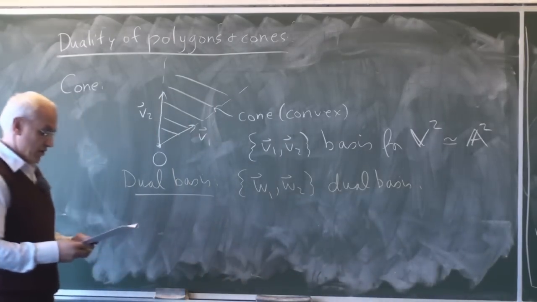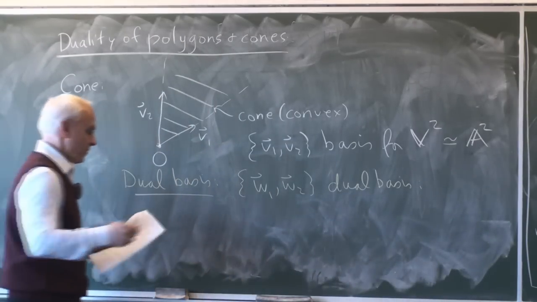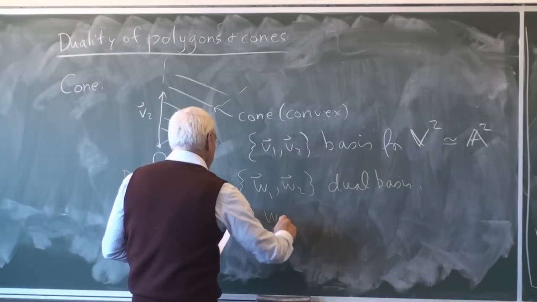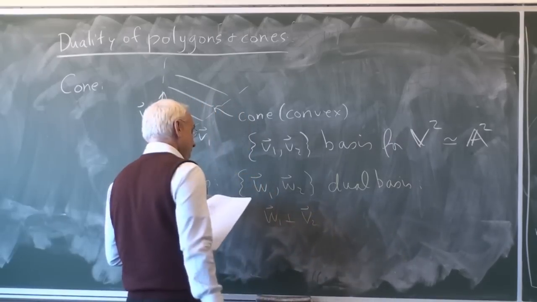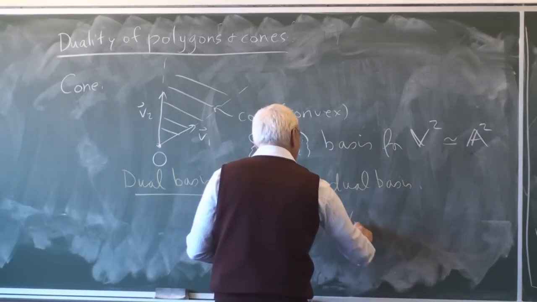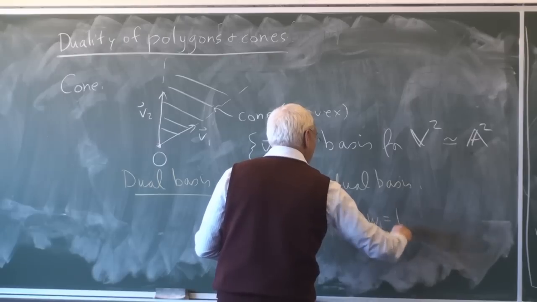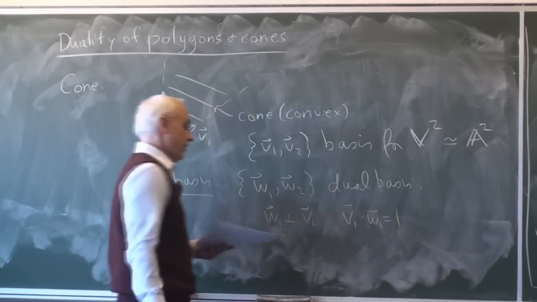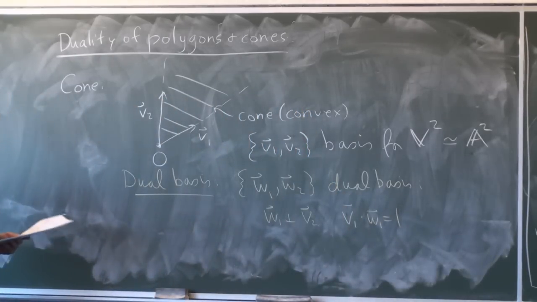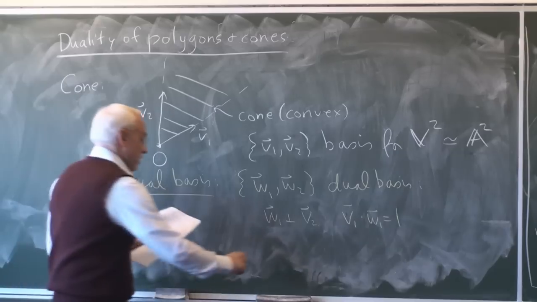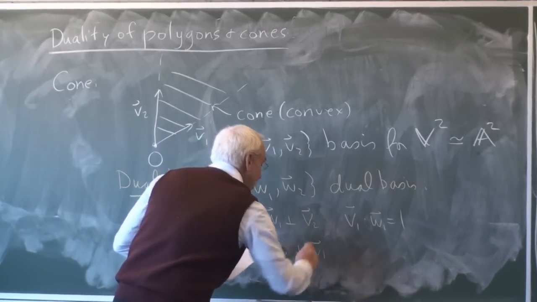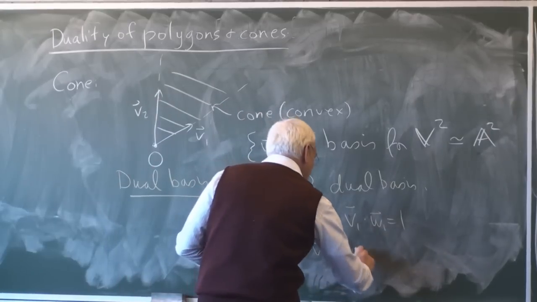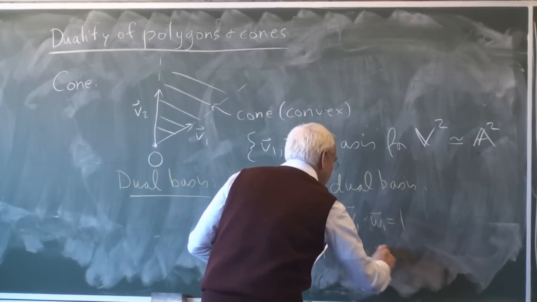It's another pair of vectors which have these properties. That W1 is perpendicular to V2, and V1 dot W1 equals 1. The dot product between V1 and W1 is 1. And similarly, W2 is perpendicular to V1, and its dot product with V2 is 1.